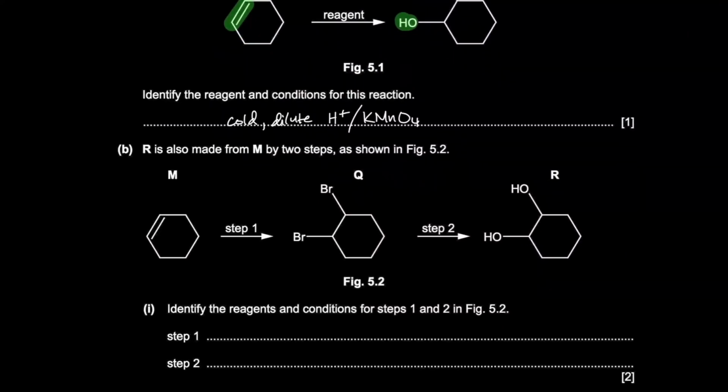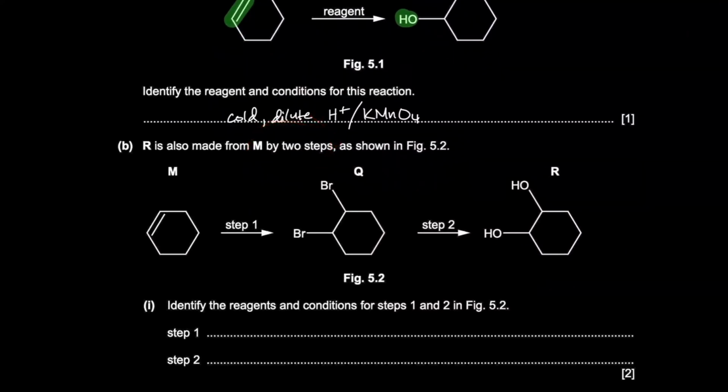R is also made from M by two steps. The first step is we're adding two bromine atoms, and then we're replacing the bromines with OH. So step one, when you're adding bromine, you have to identify the reagents and conditions. The reagent is Br2. It can be liquid, it can be aqueous. Liquid is preferred, because you get a higher yield of the desired product.